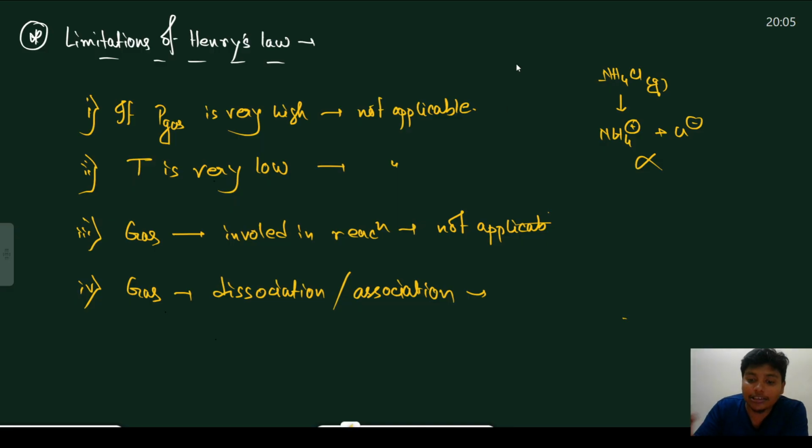Or else it is associating. For example, benzoic acid, acetic acid or formic acid, any acid. CH3CO2H. This is acetic acid. Another side, CH3CO2H.